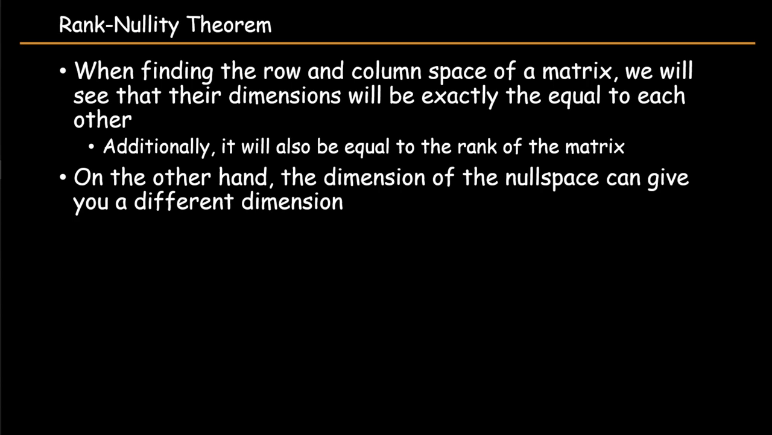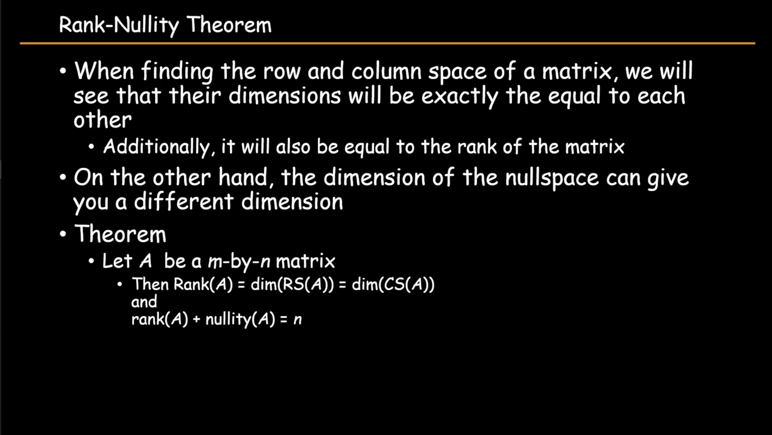And so now we're going to present the theorem. Let A be a matrix of dimension n by n. So the rank of A must also equal the dimension of the row space of A, which is also equal to the dimension of the column space of A. And when you add the rank of matrix A plus the nullity of matrix A, we should be able to get n, where n is the number of columns in matrix A.